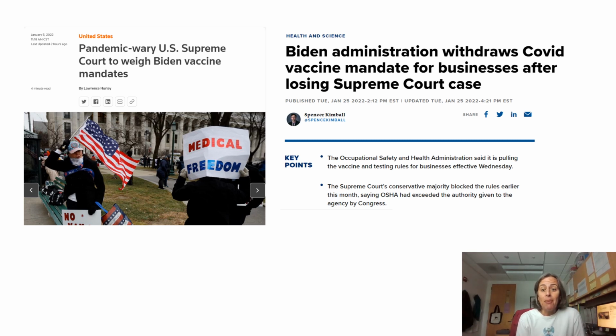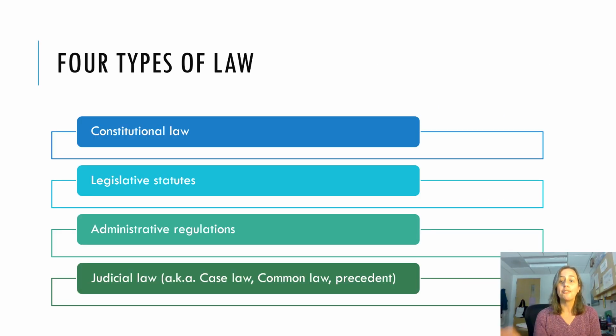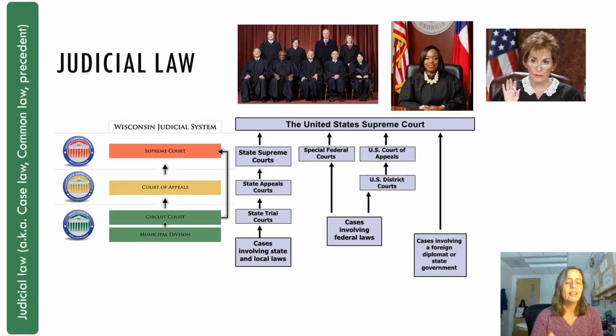And so this is a perfect segue into the next section, which is judicial or case law. Into the fourth type of law, which is judicial law. So judicial law, judges, right? So this is law that comes from rulings by the courts, okay? And it's a complicated diagram here in terms of how our court system works.